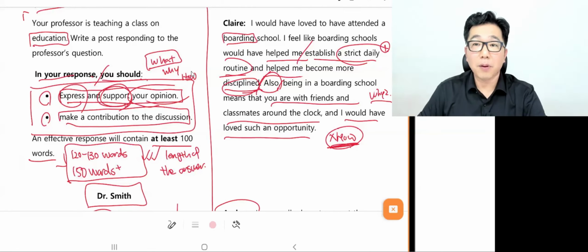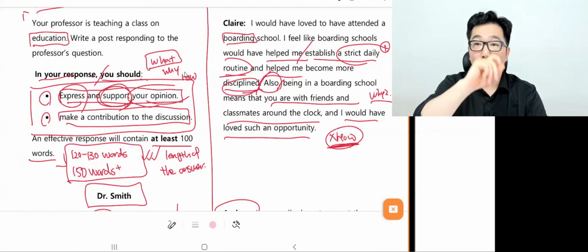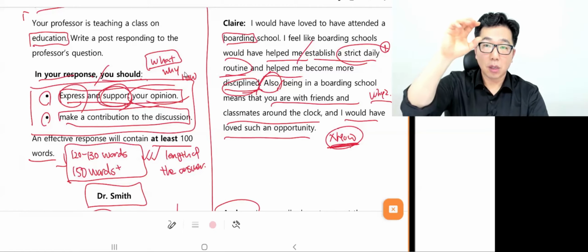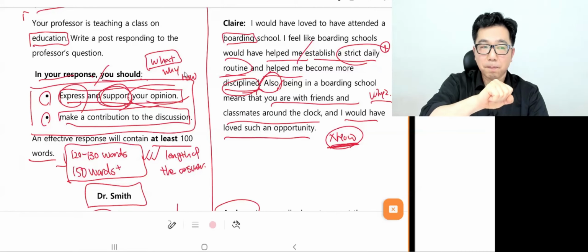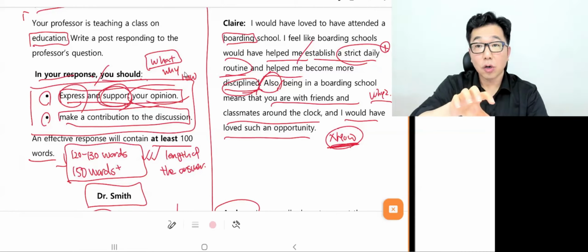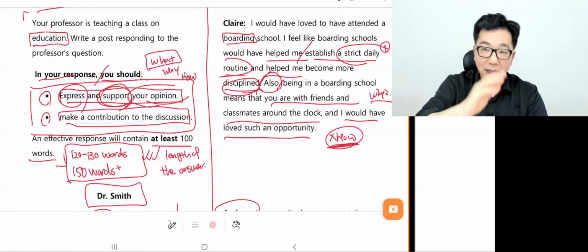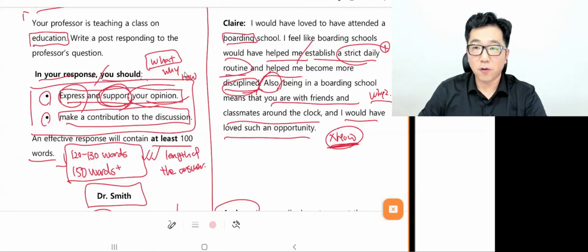Let's plan our answer together. So let's make some note taking to plan, which means develop our full answer in notes and then write the full answer in writing. All right. Let's go, guys.